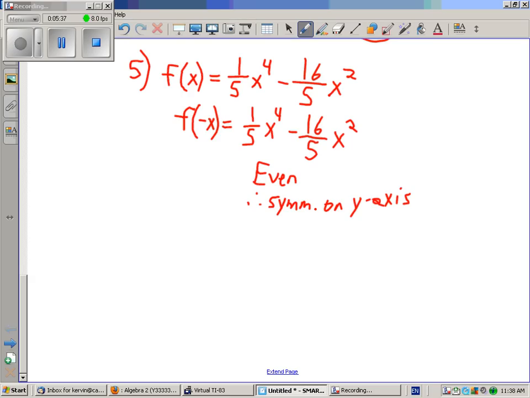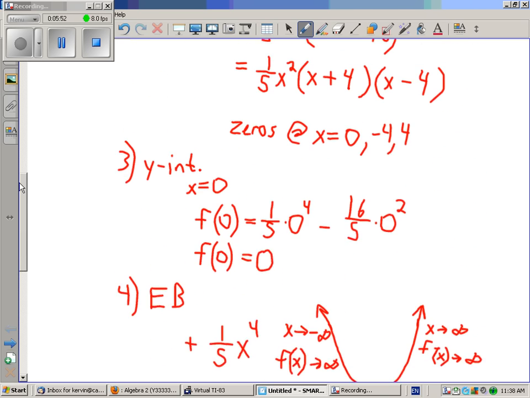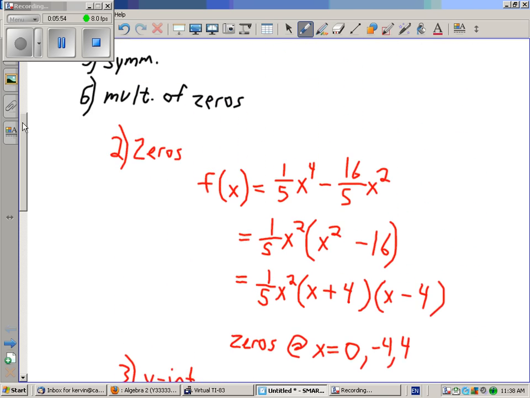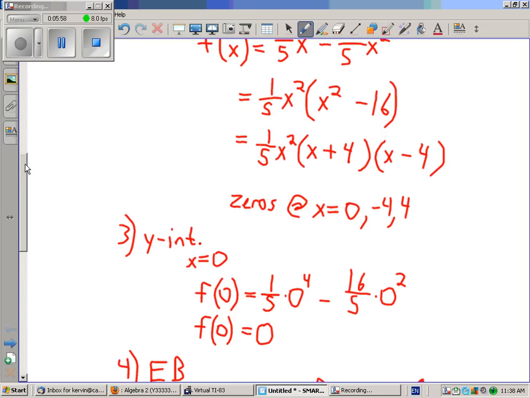Okay, finally, our last step is we need to take a look at our multiplicity of zeros. Not our last step, but the last piece of information that we are finding. We look back at our factored form. That is, there it is, right here. Switch colors for dramatic effect. Our factored form is right there.